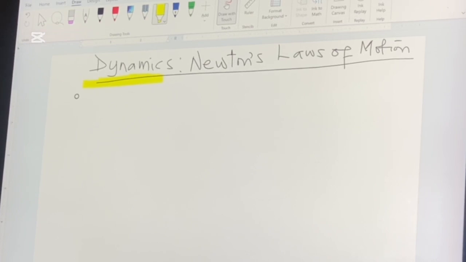Dynamics is a branch of mechanics. Dynamics is the branch of mechanics that deals with the study of motion and its causes.